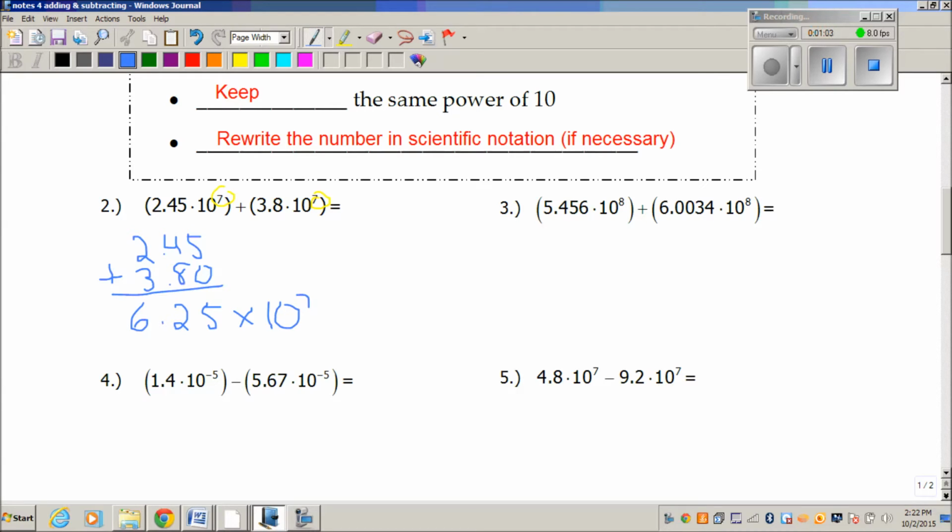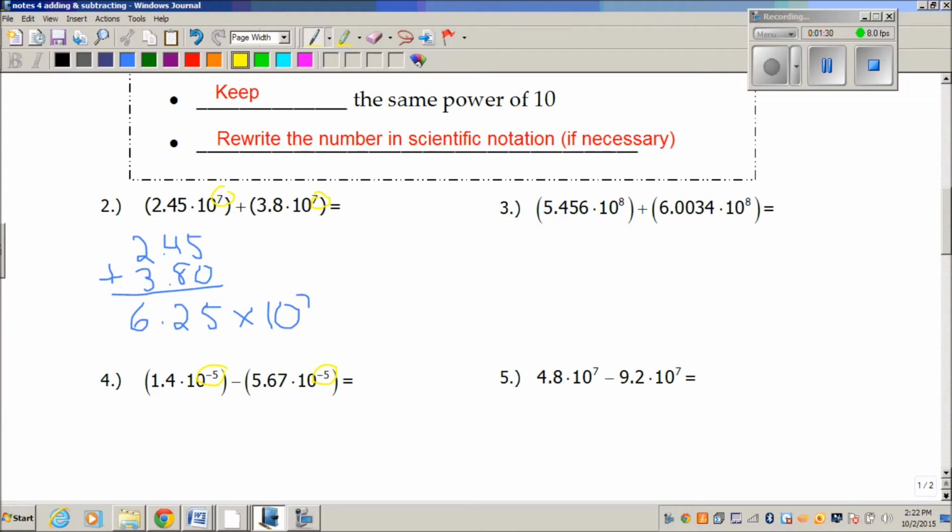Okay? And the same thing happens when I subtract two numbers. You simply subtract the two numbers, and that's the final answer you get. So let's take a look at number 4. I have 1.4 minus 5.67. The powers of 10 are the same. 10 to the negative 5, 10 to the negative 5, and I'm simply subtracting the numbers.